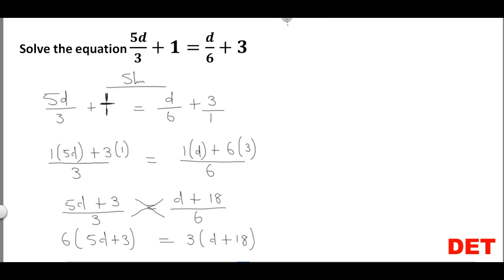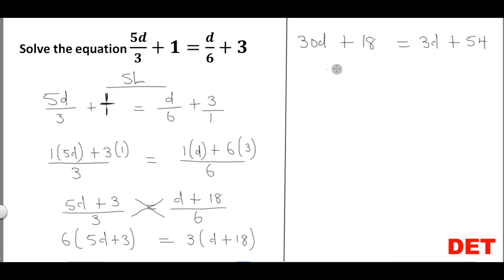Alright, so having done that, 6 times 5d will give me 30d. So that will be 30d plus 6 times 3 will give me 18, equal to 3 times d will give me 3d, plus 3 times 18 will give me 54. Alright, so having done that, the next thing I'm going to do is to collect like terms.